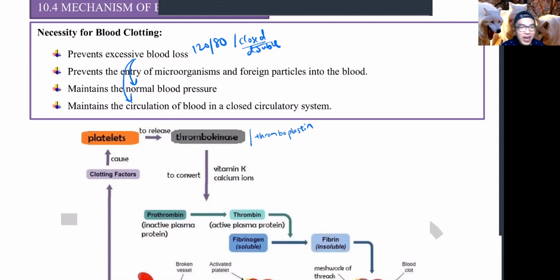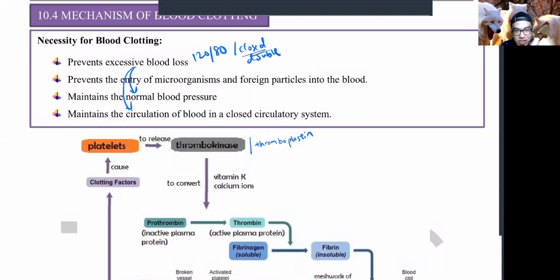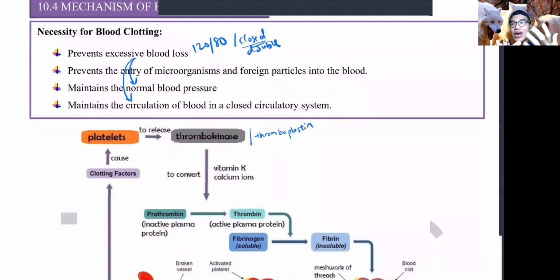So anyway, four functions: blood loss, microorganisms, blood pressure, and remaining in the closed circulatory system. Very important. That's why blood clotting is one of the most important mechanisms for you to stay alive. Why would you die from a car crash, from any trauma, any serious accident? Because you are bleeding. Not only external bleeding, you can have internal bleeding as well.